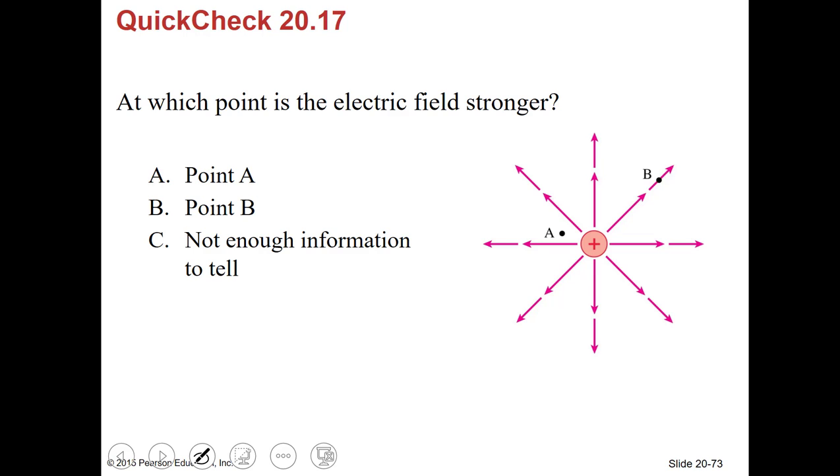Okay, at which point is the electric field stronger? Point A or point B? Well, the difference between point A and point B is point A is closer, so the electric field is going to have to be stronger. Okay, good.